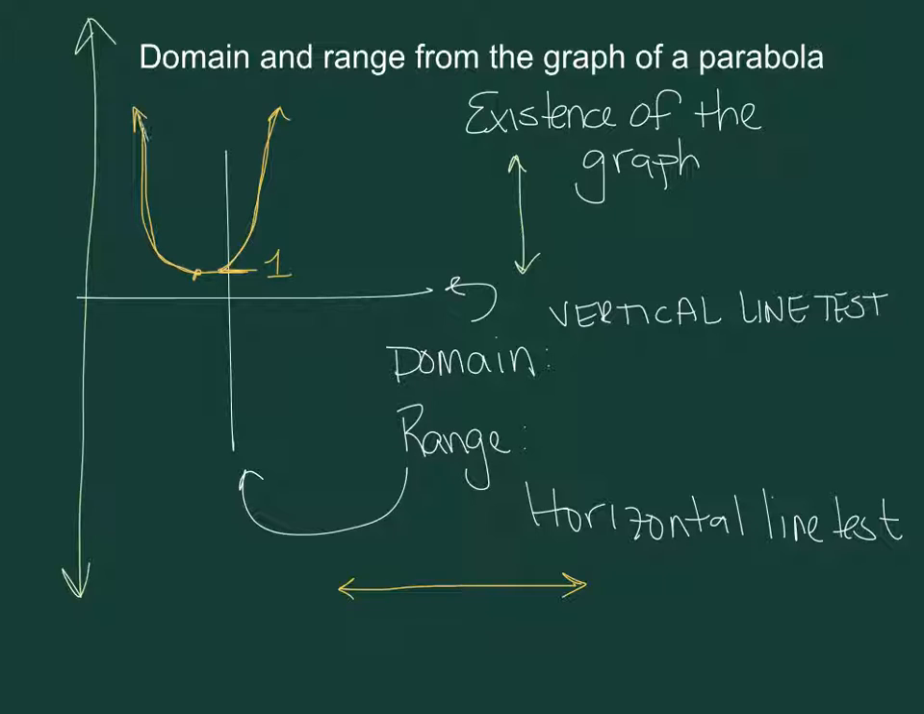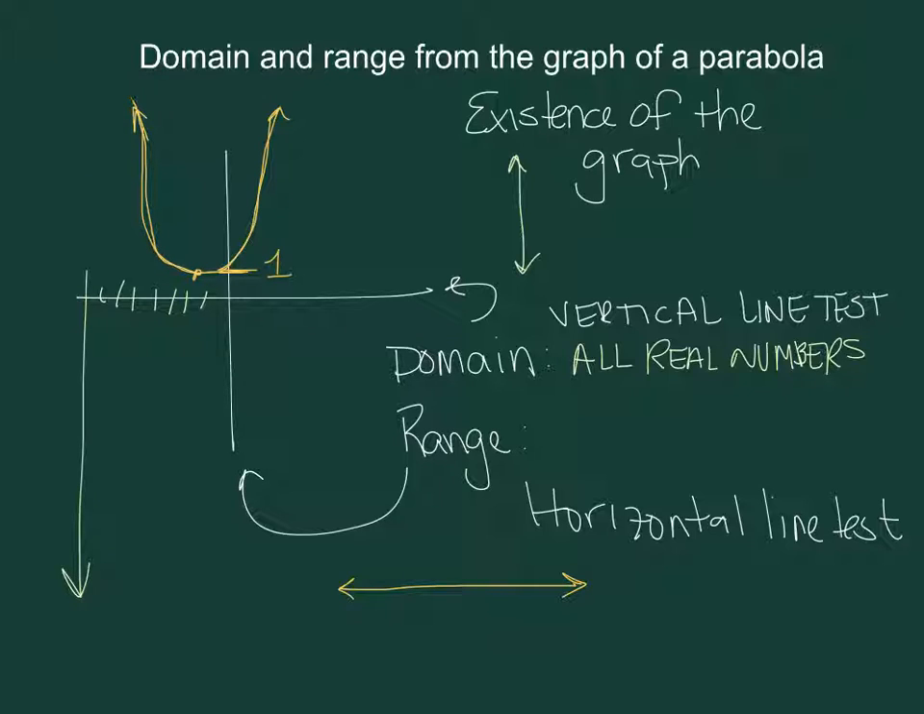At some point, will this graph cross the vertical line? And the answer is yes. So for your domain, when you have an upward or downward facing graph, your answer is always going to be all real numbers, okay? And the reason for that is because the graph exists for all x values. It doesn't matter what x value I choose, my vertical line is going to cross that graph at some point in the future, okay? So that's one thing to keep in mind.